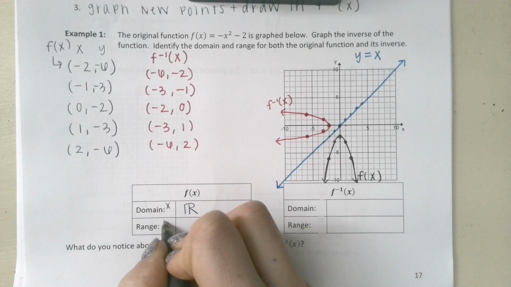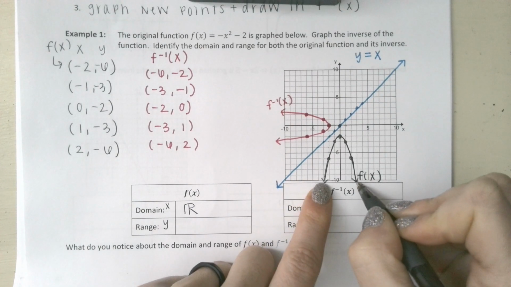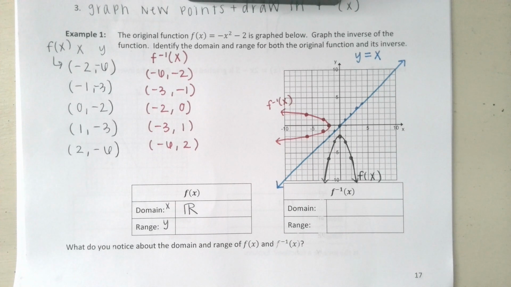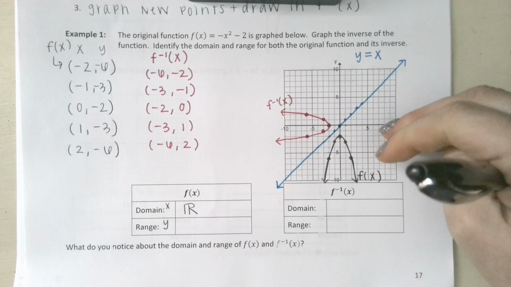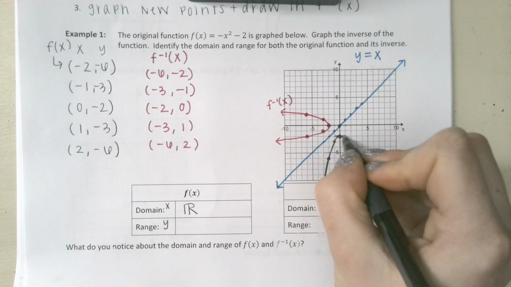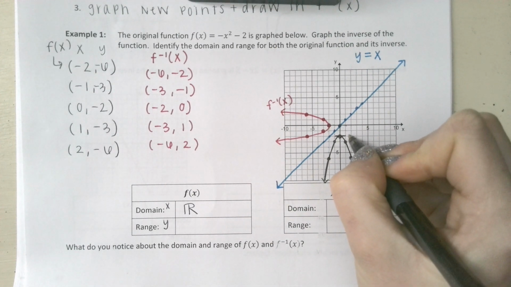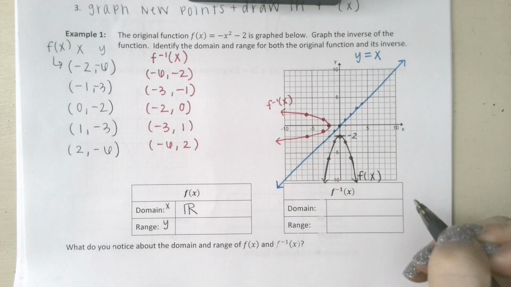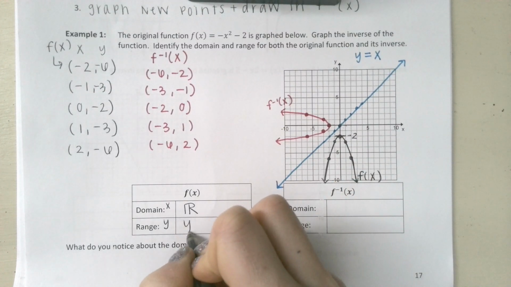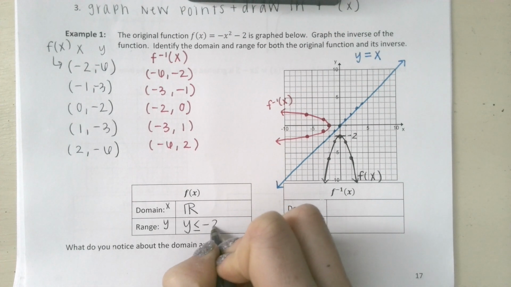Range means I'm looking up and down, so I'm looking at y values. It looks like both of my arrows are pointing down, so these ends are going to continue downward forever. But it does look like there's a stopping point as I move up my graph. I'm noticing there's a top or a maximum at this point here. There's nothing above the y value of -2. So if my graph is all below -2, I'm going to say that y is less than or equal to -2.